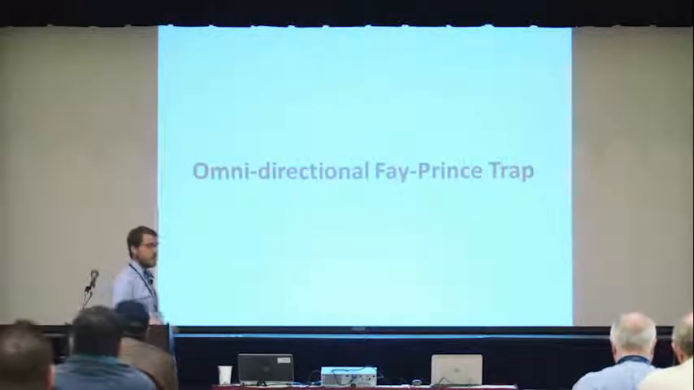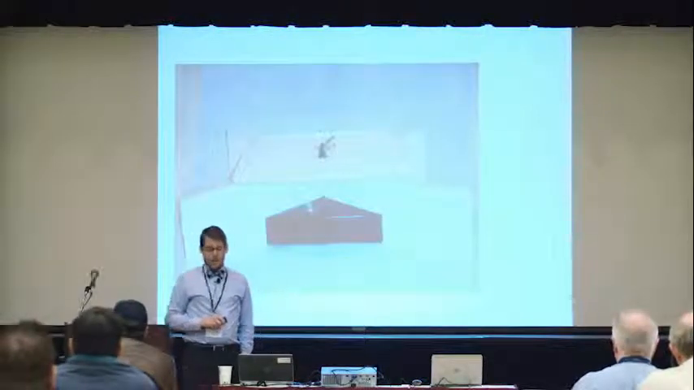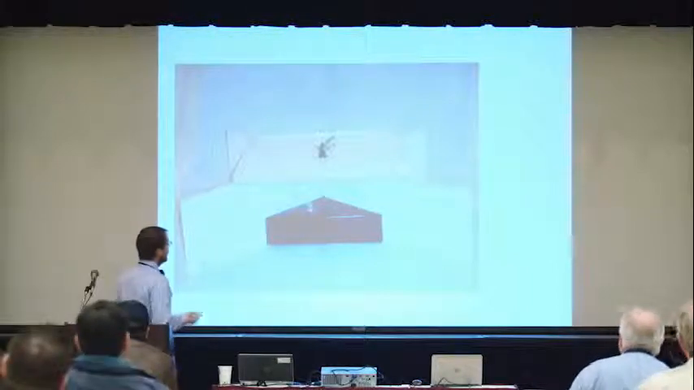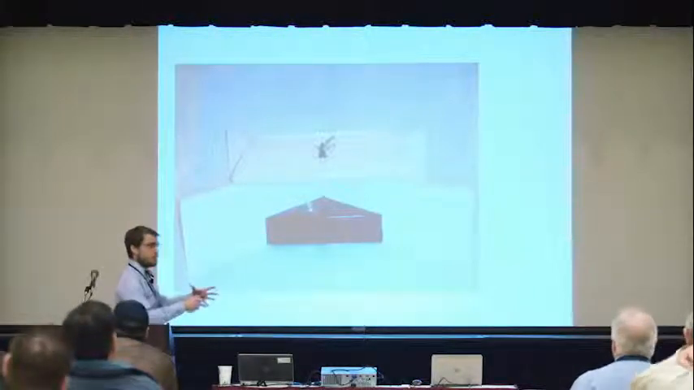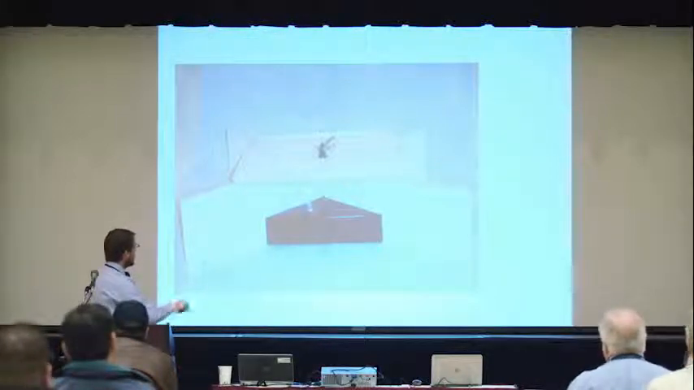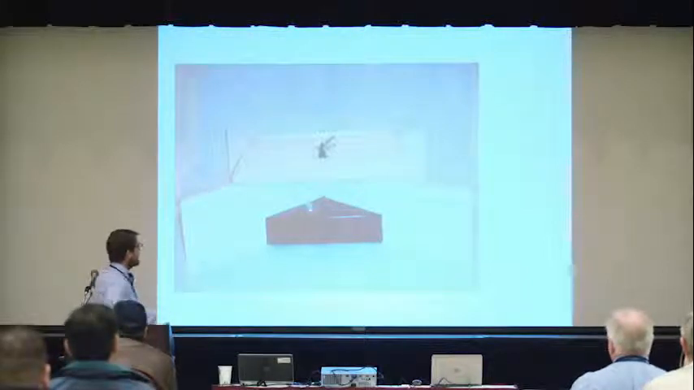Next, we're going to look at the omnidirectional Fay Prince. And that's this beast. It's actually 4 Fay Prince traps, or 2, depending on how you want to look at it, just attached together. And a normal Fay Prince is just this angle right here, and the collection cup sits inside it. It's got a built-in rain cover, which is good.